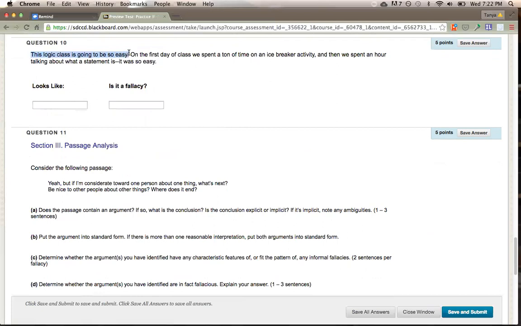How do we know that? There's no argument indicator words anywhere, no conclusion markers, no reason markers. So since we don't have any of that, we have to decide, do any of these statements support any of the other statements? And all of these statements do support this one. Why think the logic class is going to be easy? Well, reason, on the first day of class, we did this, and then we did that, and those things were super easy. Therefore, the logic class is going to be easy. Okay, so we found the conclusion.